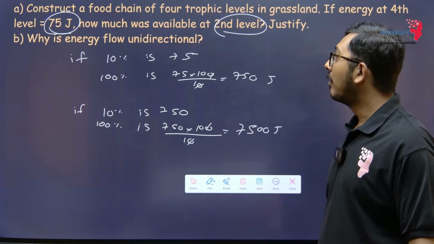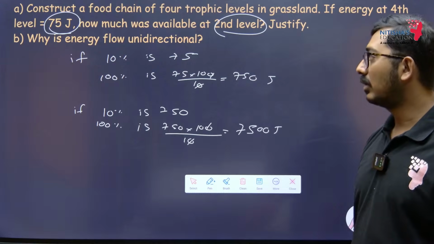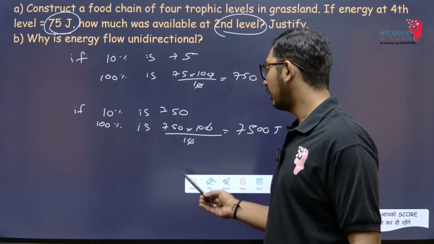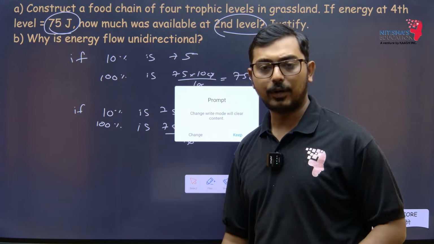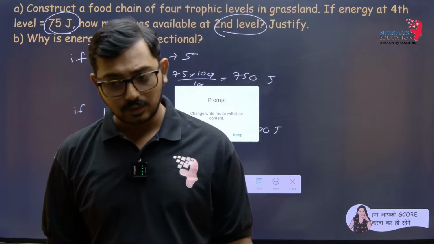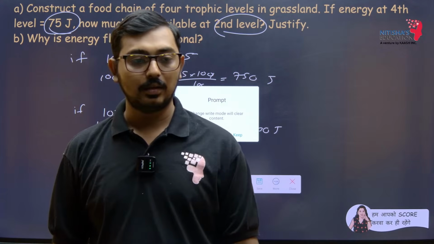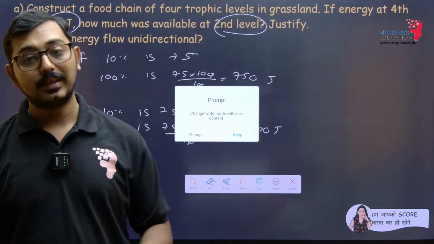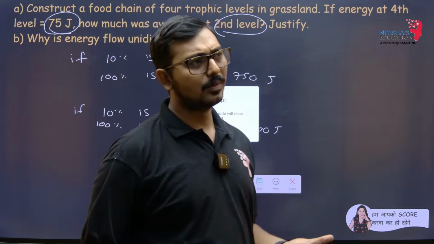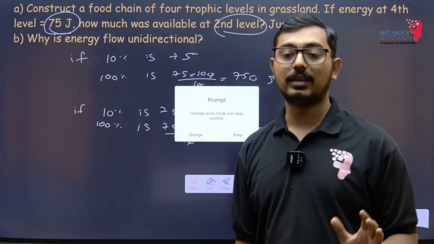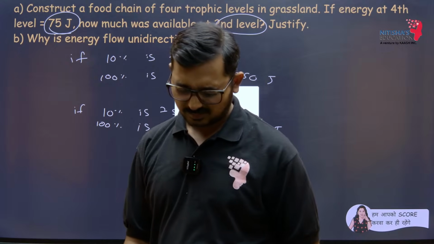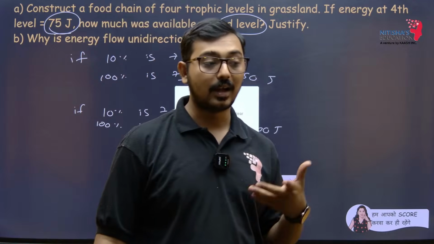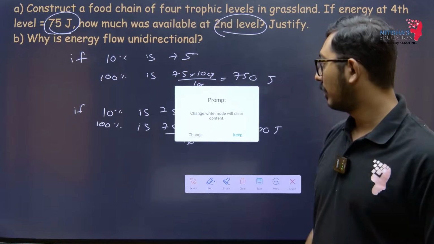Why is energy flow unidirectional? That we already discussed earlier. Energy flow is unidirectional because the producers generate the food, which is absorbed by the primary consumers, and then by the secondary consumers. Primary consumers are mostly herbivores, and then there are carnivores and omnivores.